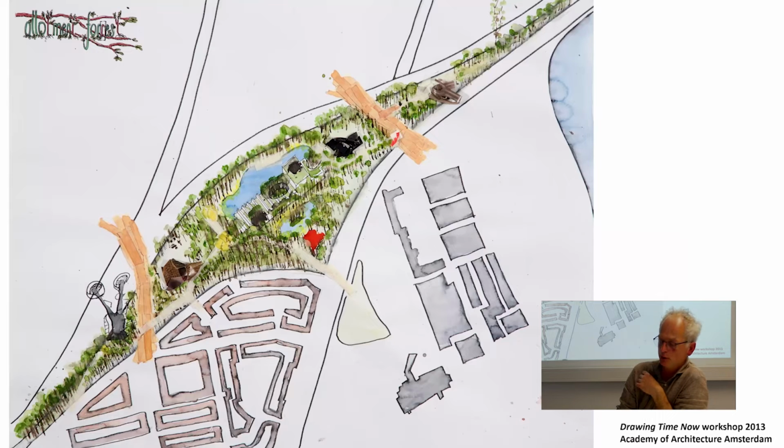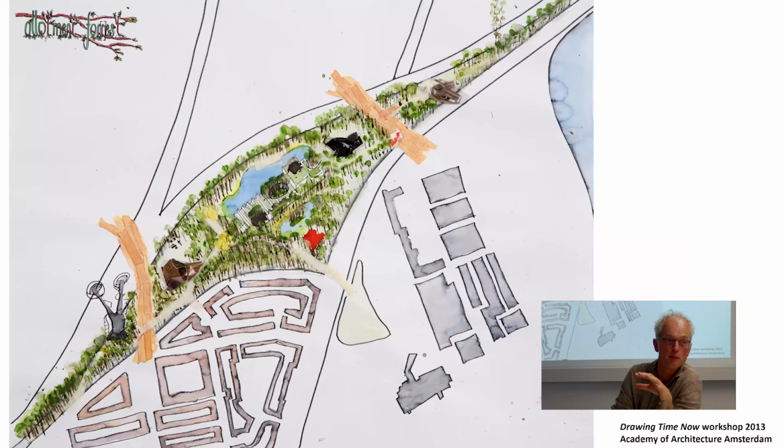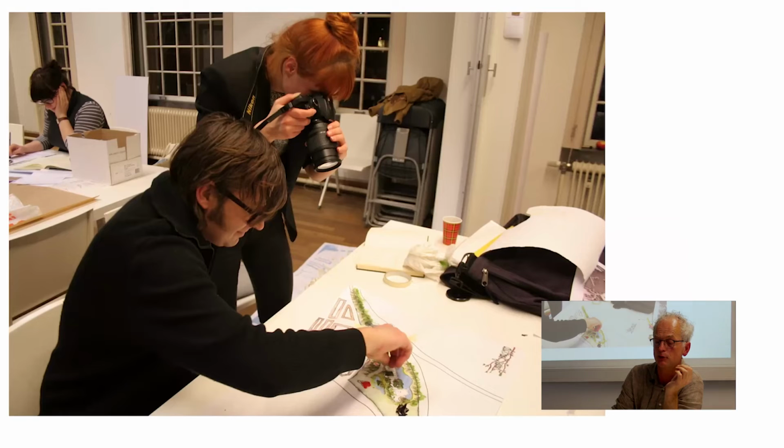Here we have students doing a nice experiment with animation. They make a plan drawing, but they make it in such a way that they can photograph every step as if it would grow in that way. And then in the end, they had an animation film and a sort of ugly plan drawing. But the combination was intriguing.